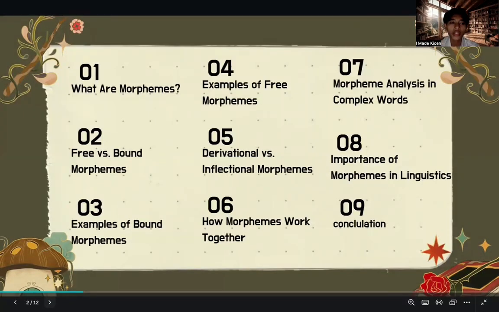So this is the material. The first material is what are morphemes? Free versus bound morphemes, examples of bound morphemes, examples of free morphemes, derivational versus inflectional morphemes, how morphemes work together, morpheme analysis in complex words, importance of morphemes in linguistics, and the last is the conclusion.